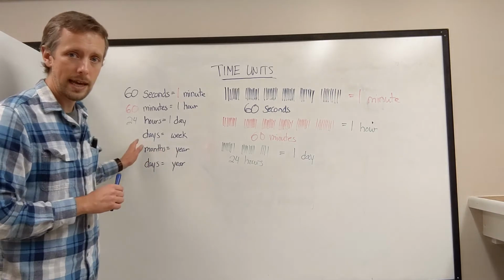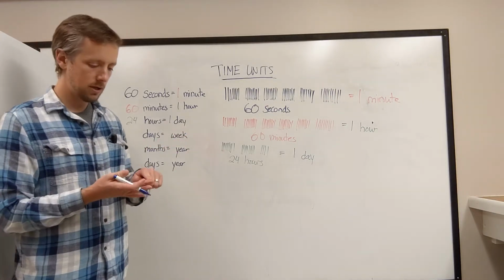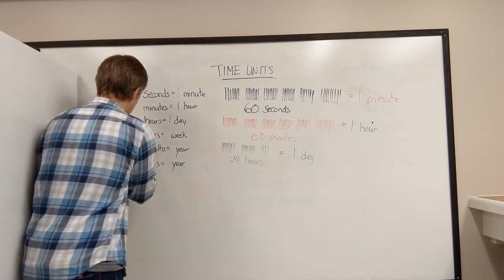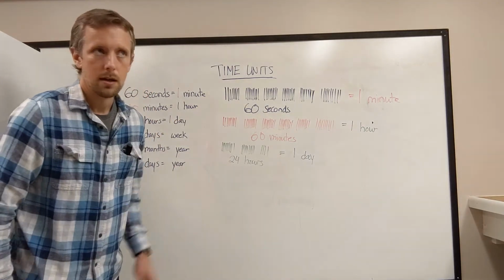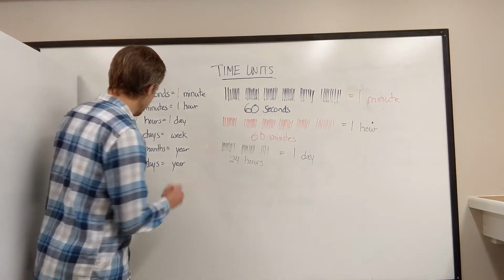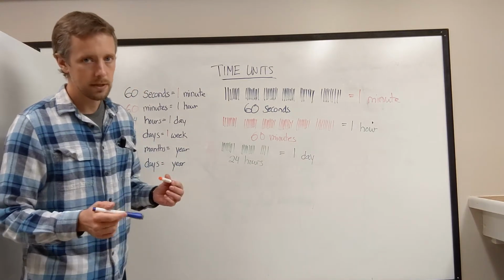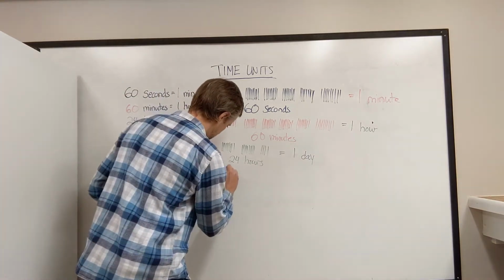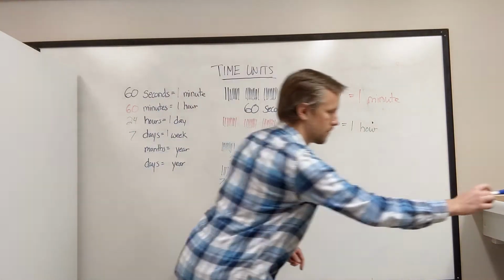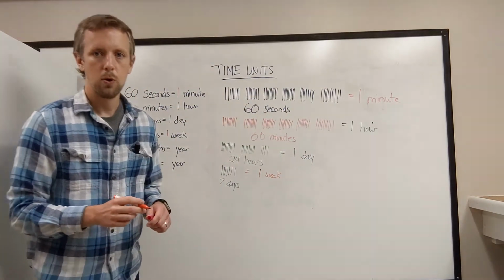Next one. Let's do days to weeks. How many days in a week? We've got Sunday, Monday, Tuesday, Wednesday, Thursday, Friday, Saturday. 7 days in a week. Let's do that one. Got another color right here. This one should be simple. Okay.